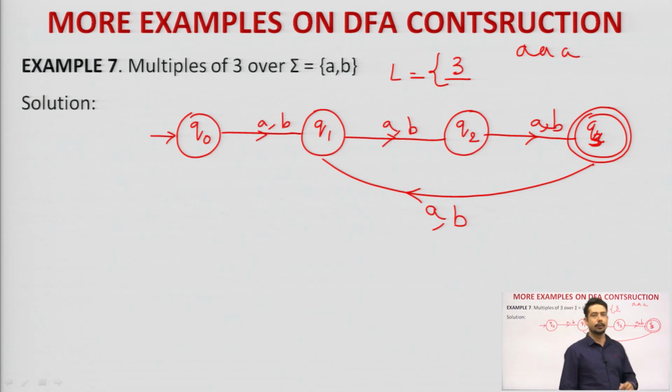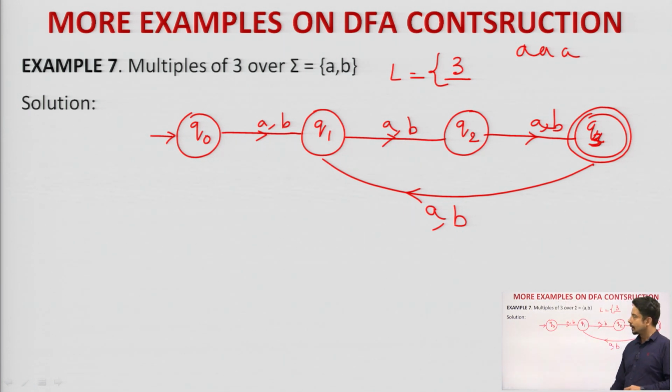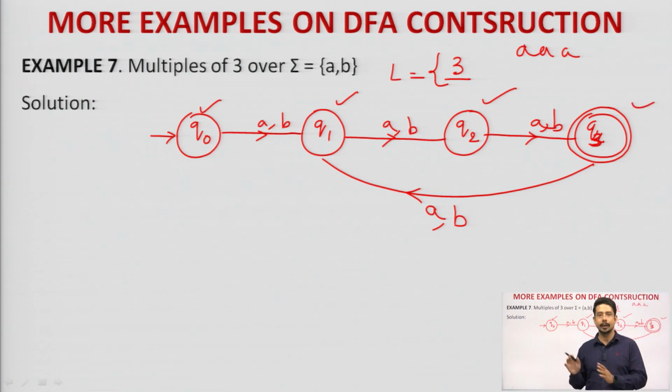So, this is how you have created multiples of 3. Now, once the language is satisfied, as I have told you in the previous video also, you need to focus on whether the restrictions over the DFA are satisfied or not. Let me check: q0, both the inputs are coming out; q1, both the inputs are coming out; q2, both the inputs; q3, both the inputs. So, my final diagram for multiples of 3 over the input alphabets a and b is done.